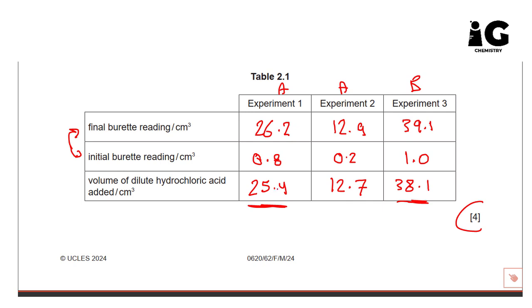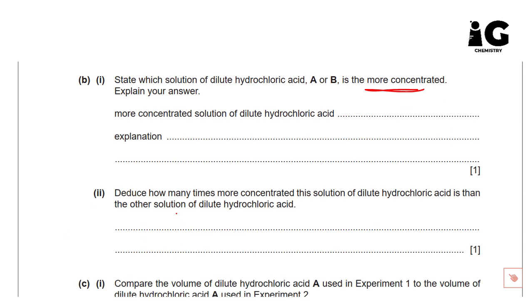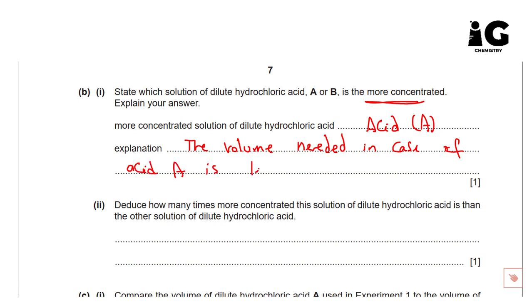Okay, guys? So we could say, which one is more concentrated? This one is A. So this is acid A. For the explanation, we could say because the volume needed in case of acid A is less than that in acid B. So you have to remember this, guys, please: the less the volume, the more the concentration.